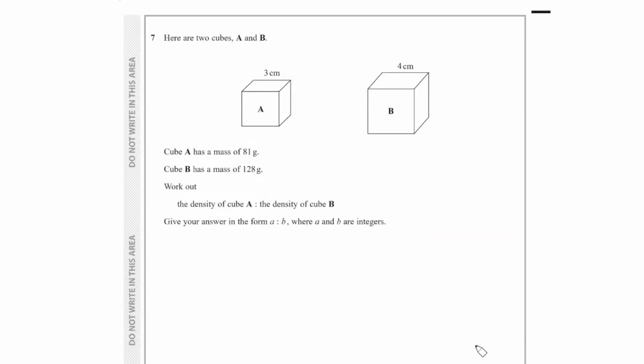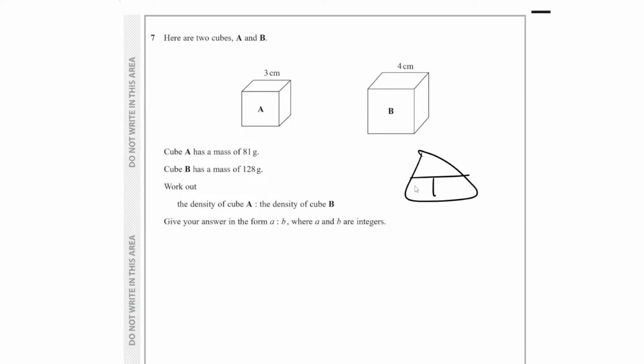Okay, question 7. Here are 2 cubes, A and B. They've obviously given us the side lengths, 4 and 3. Cube A has a mass of 81 grams, cube B has a mass of 128 grams. Work out the ratio of the density of cube A to the density of cube B. Give your answer in the form A to B, where A and B are integers, as in whole numbers. Okay, so we want density. That's basically the whole topic, isn't it? The whole topic is density, and at the end, we'll put it in the format of a ratio.